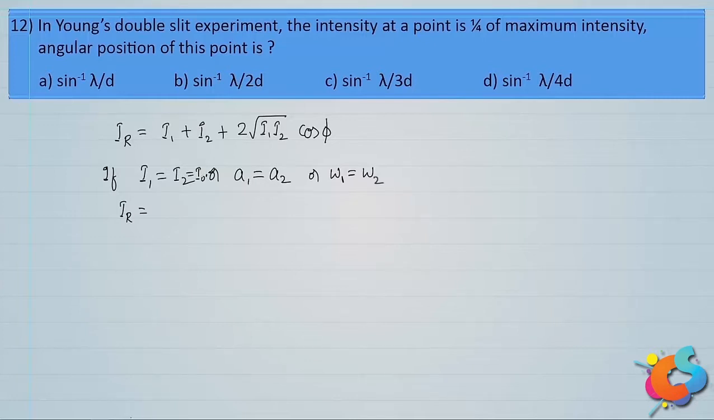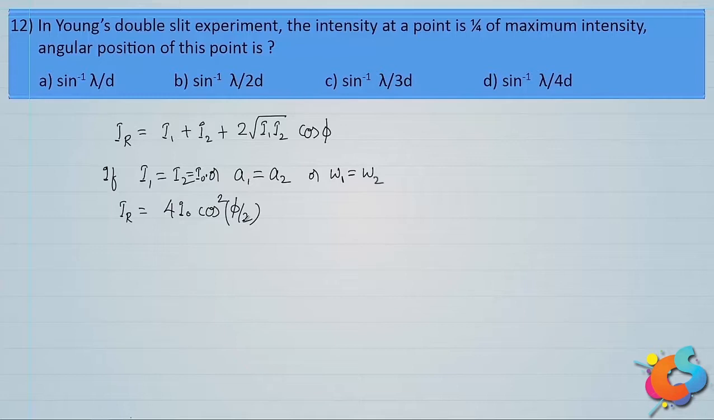Then you get I naught plus I naught plus 2 root I naught square into cos phi. That gets you an expression for IR, which is equal to 4 I naught cos square phi by 2, as the expression for the resultant intensity at any point on the screen when the two individual intensities are equal.